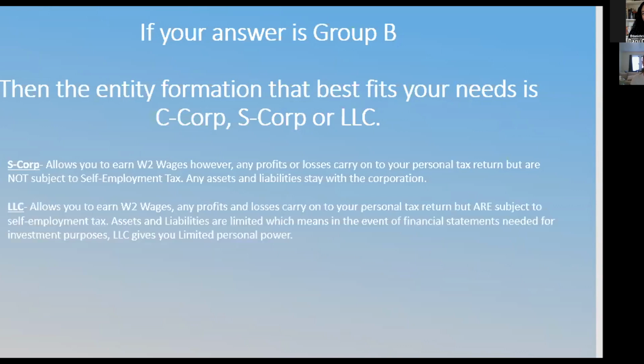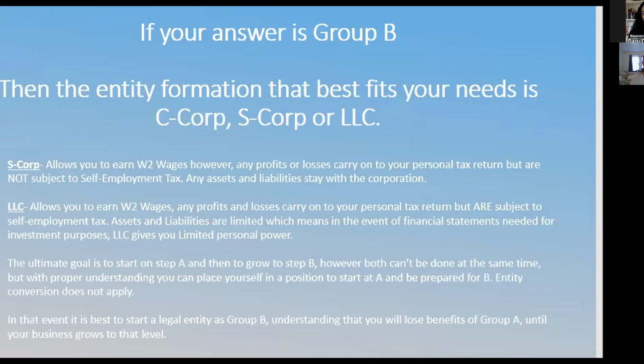So an LLC, like I said, allows you to earn your W-2, but if you're doing future investment planning, because you have a limited liability company, there are certain things on financial statements that can give you personal power, which is a good thing, right? And obviously the ultimate goal is to start on step A and then grow to step B. You cannot do both at the same time, but at least with this proper understanding, you know where to place yourself. You can start with a DBA or LLC and then eventually change your business entity, close that entity and start a new one, a corporation.